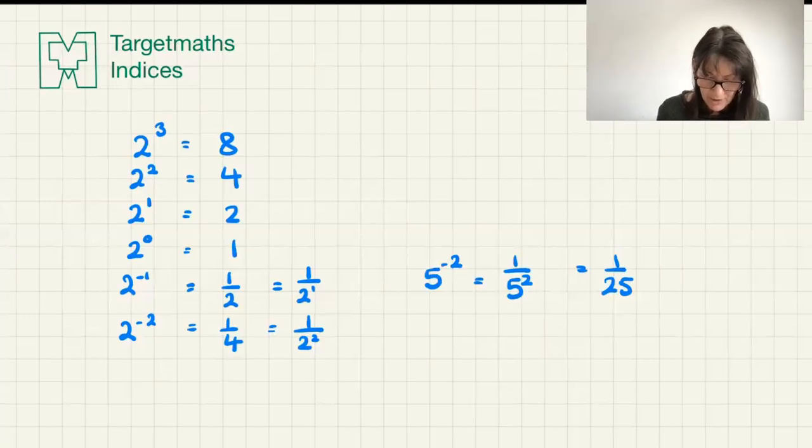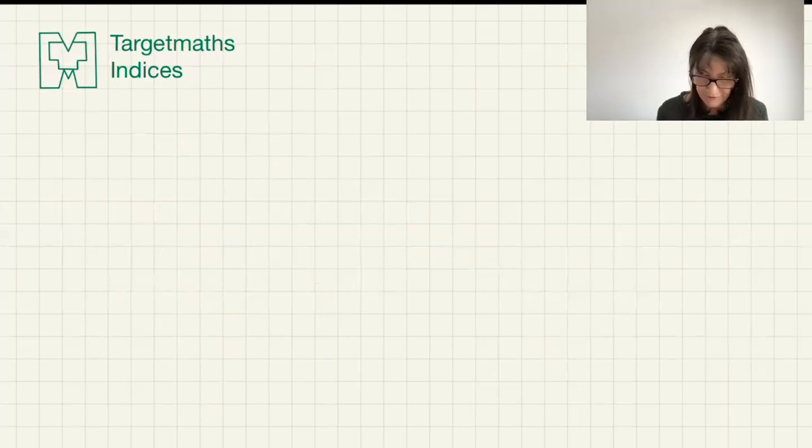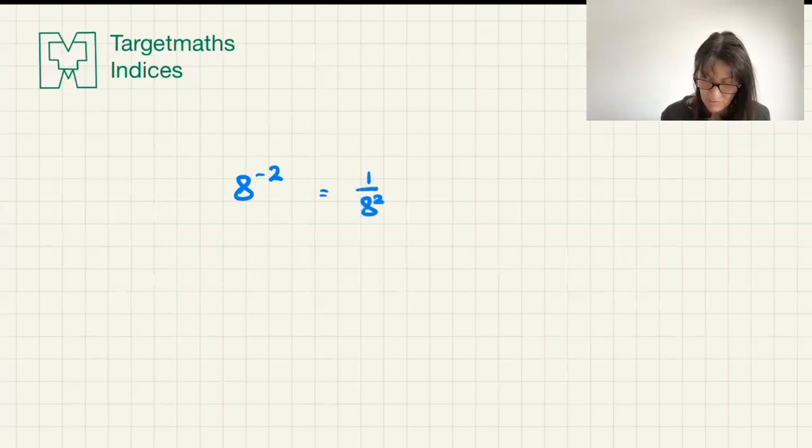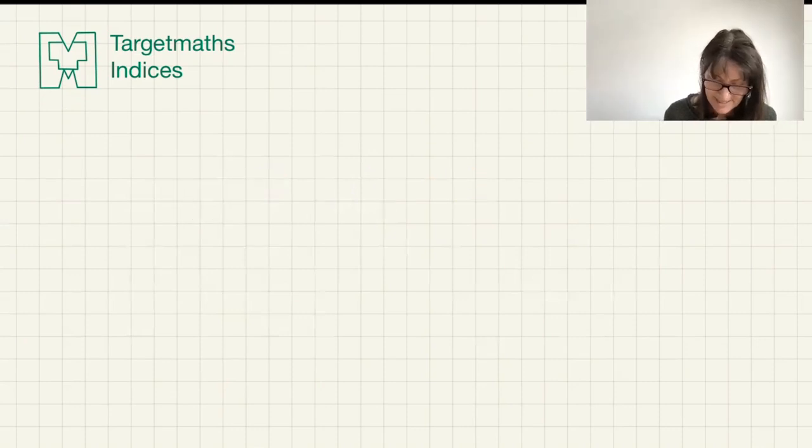So why don't you have a go with a couple before we go into our fractions and explain those? So what if I gave you 8 to the minus 2? Press play when you're ready. So we take the reciprocal, take the power with the 8, and it's 1/64.